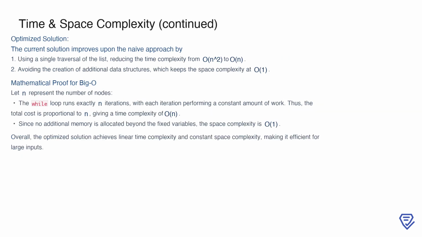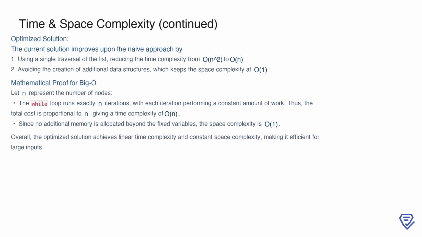The optimized solution significantly improves upon the naive approach in 2 major ways. First, it uses a single traversal of the linked list, reducing the time complexity from O(n²) to O(n). Second, it avoids creating additional data structures, which keeps the space complexity at O(1). Let's confirm this mathematically. If n represents the number of nodes, the while loop runs exactly n iterations. Each iteration performs a constant amount of work, such as comparisons, updates, and pointer movements. This makes the total cost proportional to n, resulting in a time complexity of O(n).